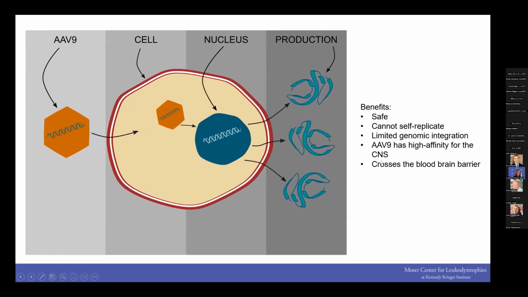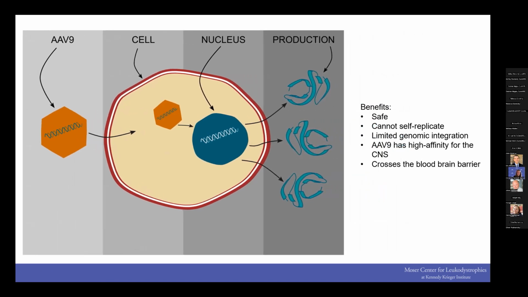So the benefits of AAV9 therapy, of course, it's relatively safe. The AAV9 cannot self-replicate, so what you deliver is what you deliver. There is limited genomic integration. AAV9 in particular, this serotype has a high affinity for the CNS, so this is of course what we're focusing on here, and it crosses the blood-brain barrier, which is important for any sort of therapy that is going to be used to treat any sort of CNS disorder.